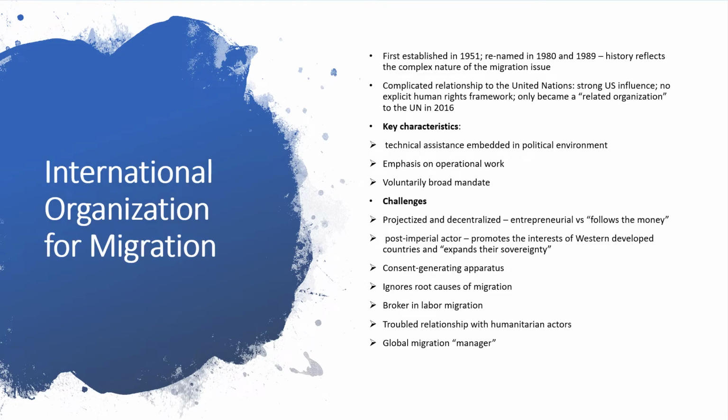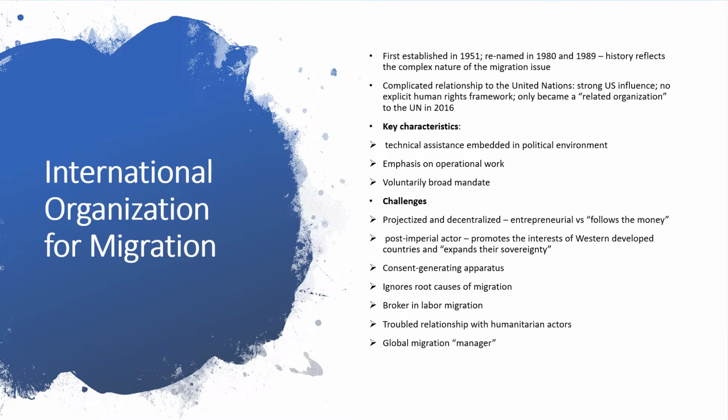The second organization we'll look at was the subject of a particular article I asked you to read. It's the International Organization for Migration. It was first established in 1951, renamed in 1980, and then again in 1989. It was made a permanent organization in 1989, and as the article indicates, the history reflects the very complex nature of the migration issue. And among other things, the IOM has a complicated relationship with the UN.